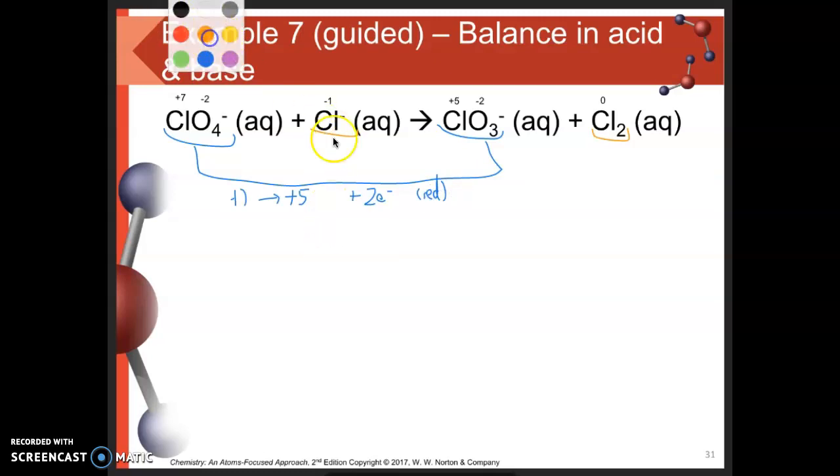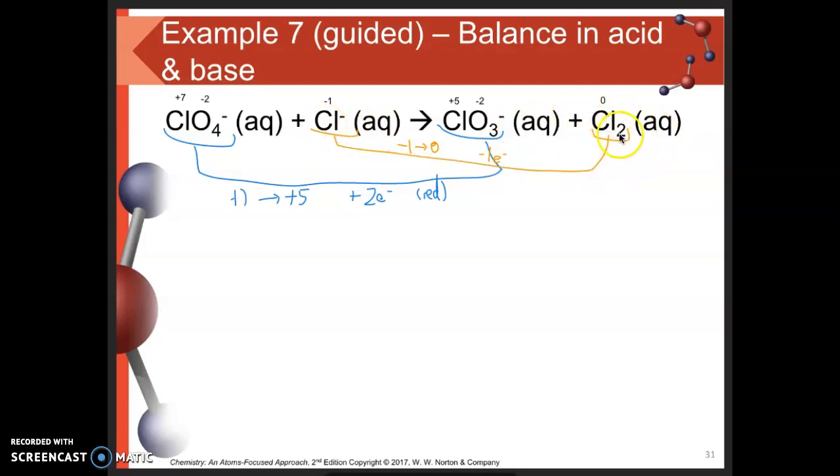And for the chloride, I can see that I went from the -1 state to the 0 state. And so to do that, I would have to lose 1 electron. Now, before we go too crazy with coefficients here, one thing that we have to make sure of: are we talking about the same thing? Well, the answer here is no, not quite.